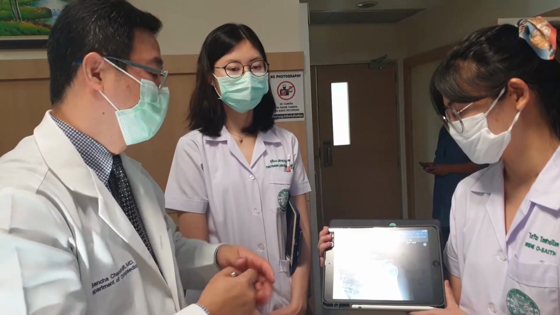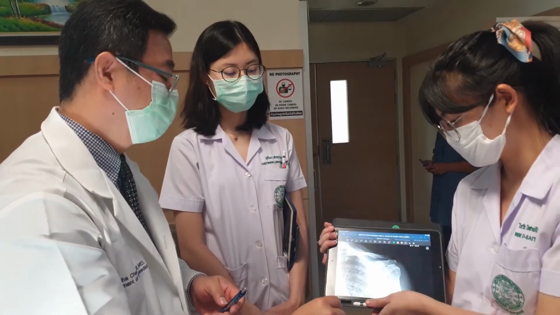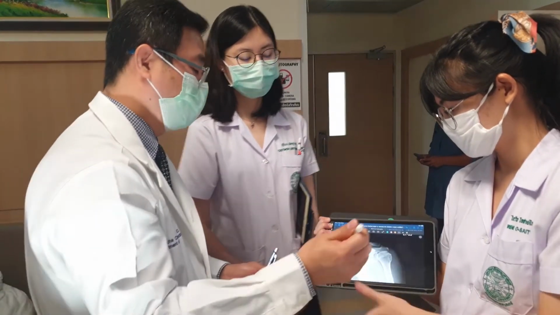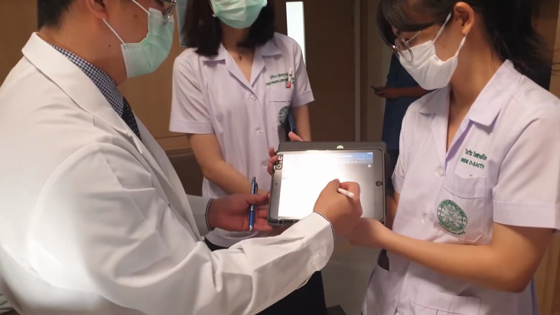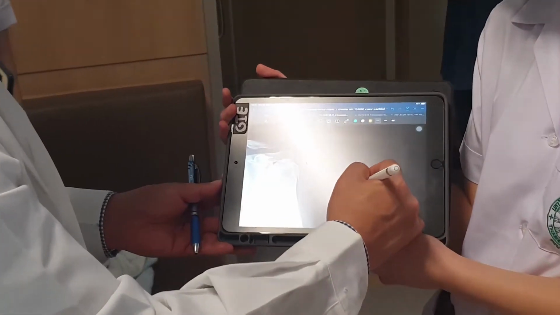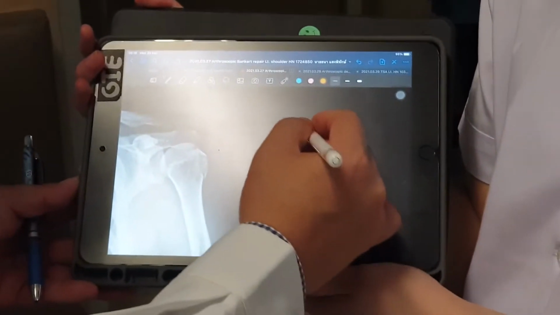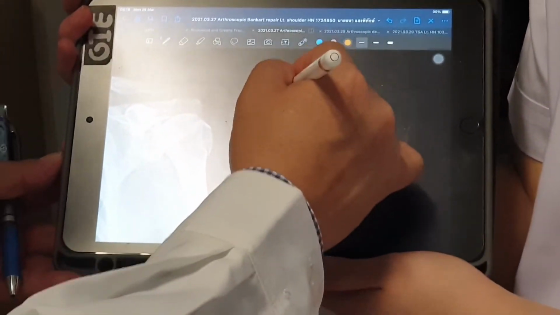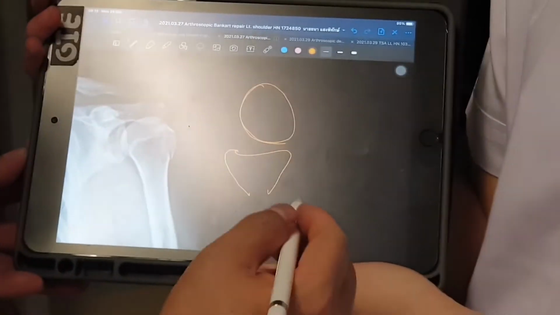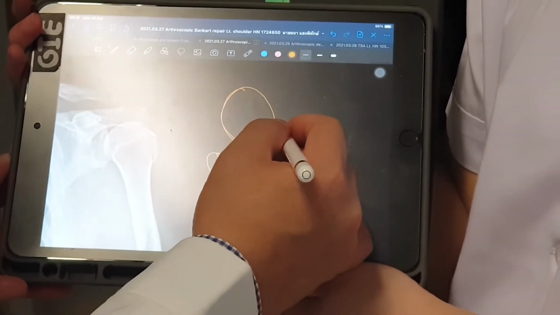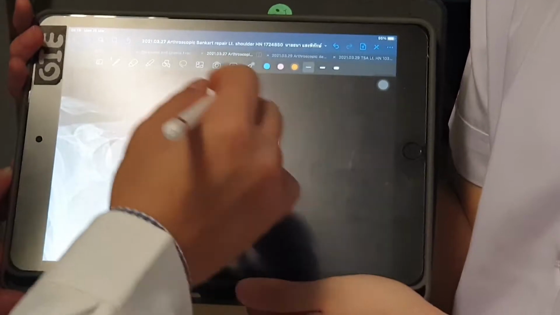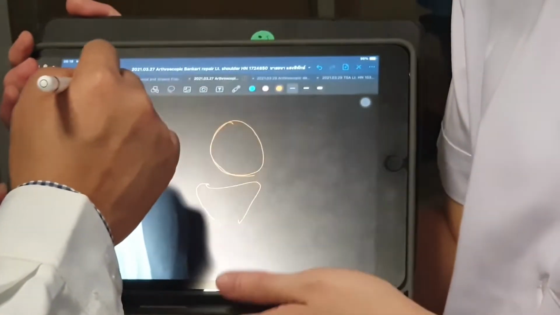Okay. So can I draw? So when you have a dislocation, you imagine this is a glenoid, right? That's the head. Okay. So when that's a dislocation, can I draw again?